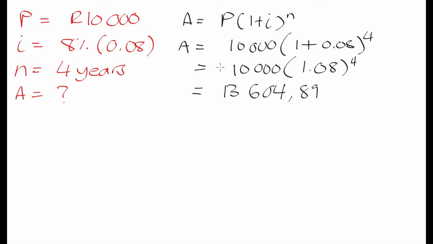13,604.89. So in this case, we are going to have 13,604 Rand and 89 cents in our account after 4 years. So we started out by putting 10,000 Rand in our account, and that account earned this extra 3,604 Rand and 89 cents in compound interest over those 4 years. And remember that it is customary in South Africa to use this comma as a decimal point, but in other parts of the world you might see this as a period. It means the same thing. So this is going to be our final answer.